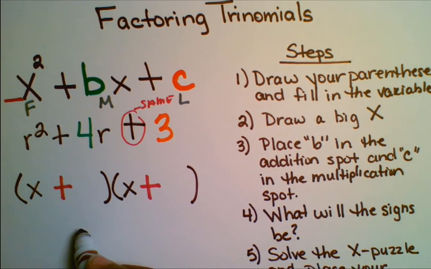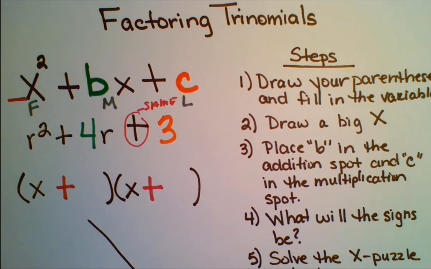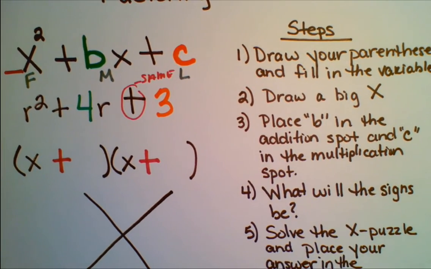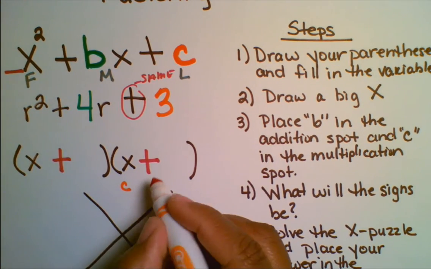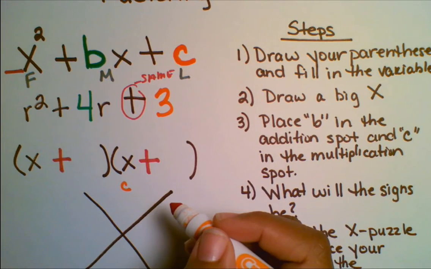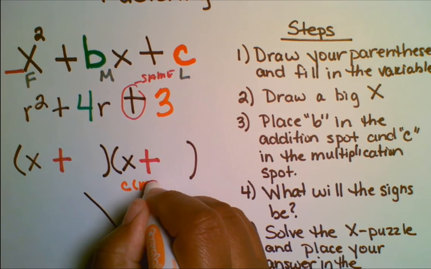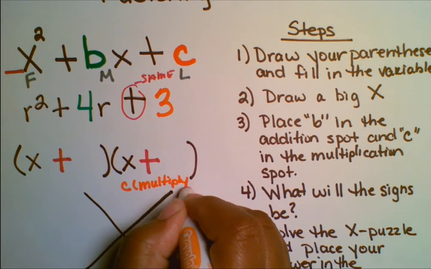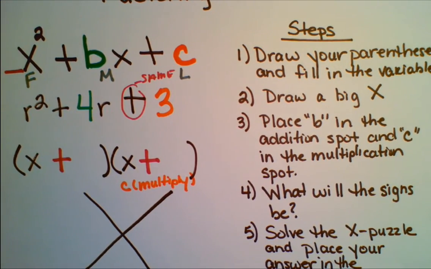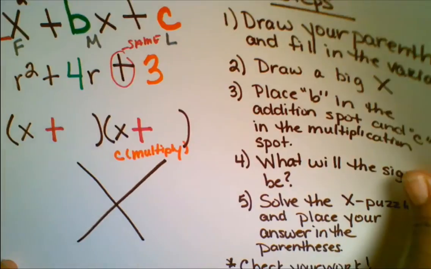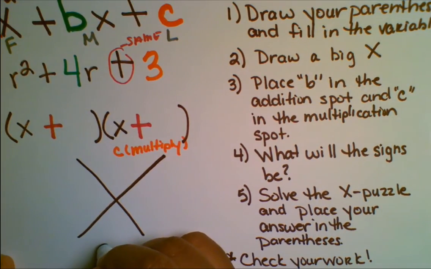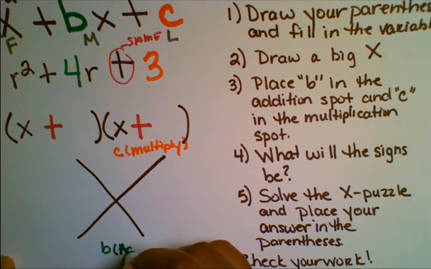So we're going to draw a big X. Let's look at step 2. Here's our big X. The top part of the X is where we're going to put the product, C, meaning we're going to multiply to get the C. And for our B, the middle term, we're going to put that at the bottom of the X. That would be our B, and this is where we would add.